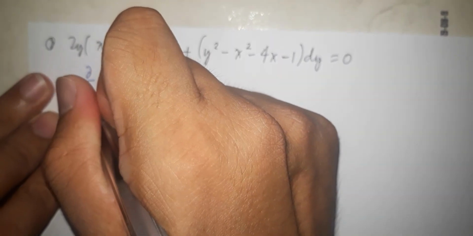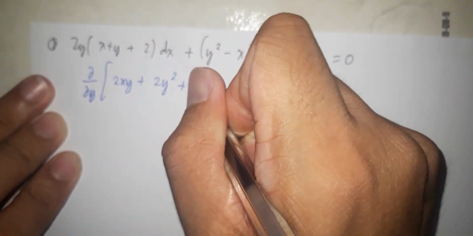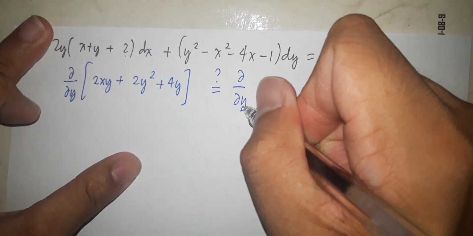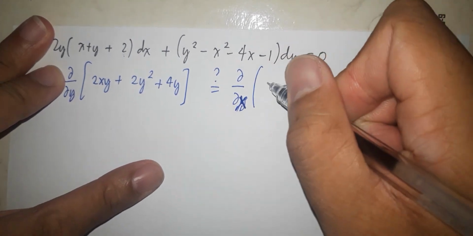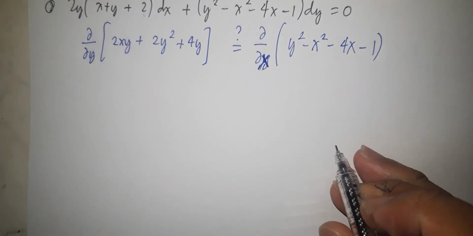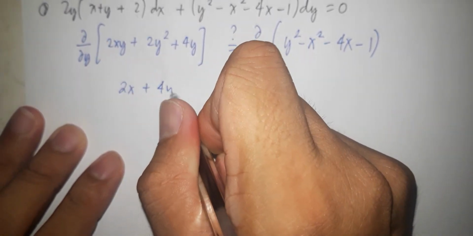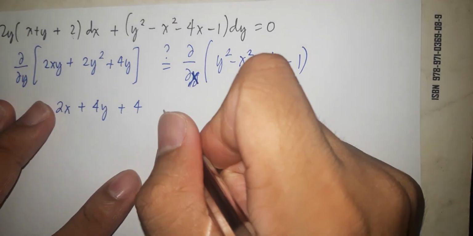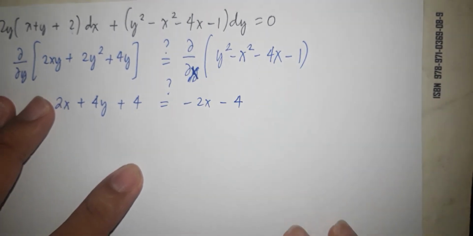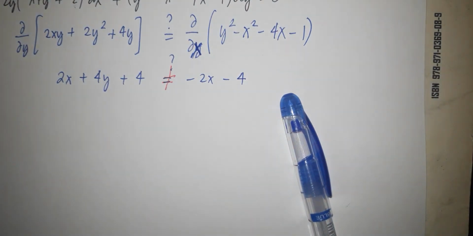So this is partial derivative with respect to y of 2xy plus 2y squared plus 4y. Is that equal to partial derivative with respect to x of y squared minus x squared minus 4x minus 1? Taking the derivative with respect to y, 2x is constant times the derivative of y is 1. This is 4y plus 4. Is that equal to partial derivative of x? This is 0. This is negative 2x minus 4. So obviously, not equal, so not exact.